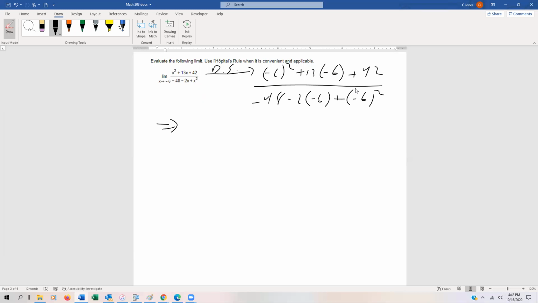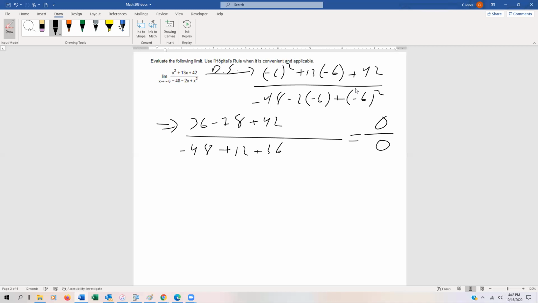And in the numerator, that would be 36 minus 78 plus 42. In the denominator, that would be -48 plus 12 plus 36. And what does that yield? That yields 0 over 0. And that's an indeterminate form. So what that means is that we can use L'Hopital's rule.